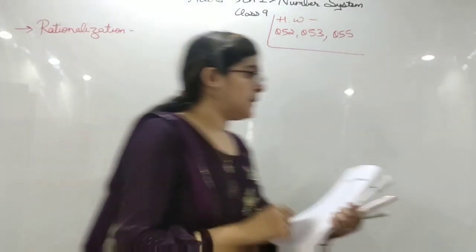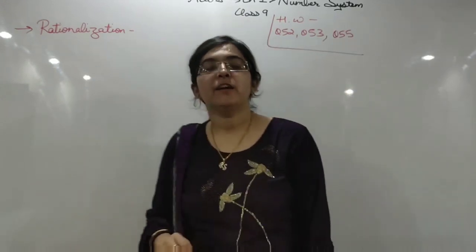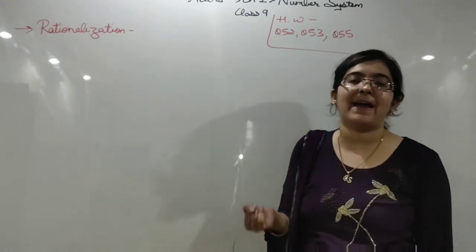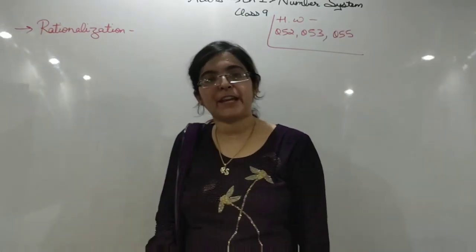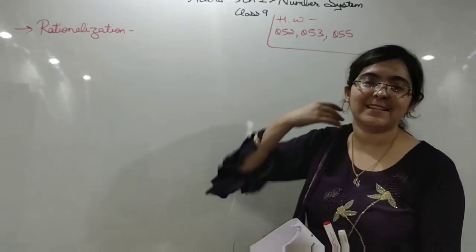So students, we have completed our topic to represent irrational number on a number line. We have done 3 methods: spiral, geometrical and magnification. Now let's move on to the next topic, which is rationalization.